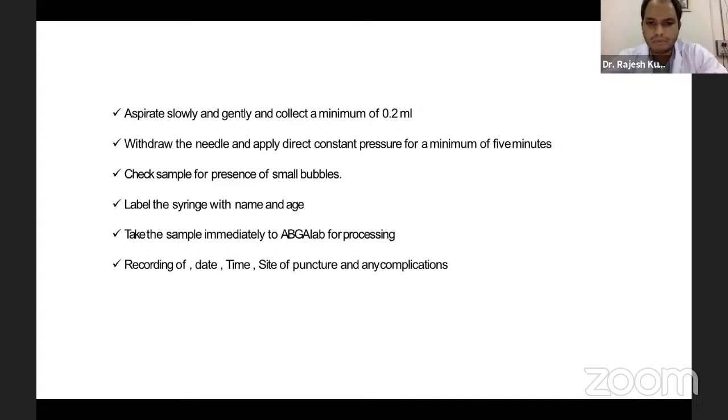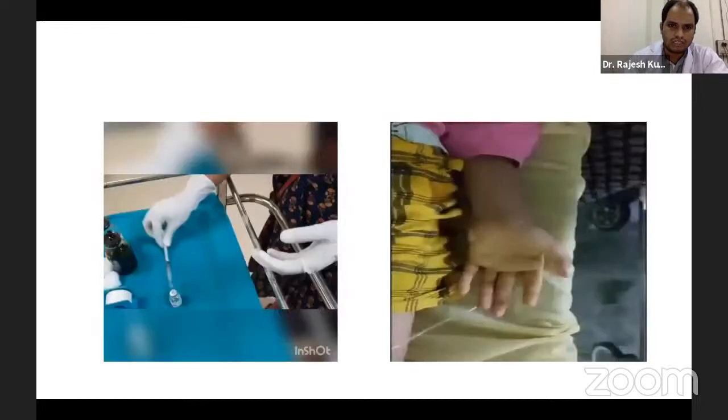Take the sample immediately to the ABG lab for processing. So keep in mind, immediately you have to process it, or if you don't have the facility, you can freeze it in ice cold for 15 minutes at maximum. If you increase the time, you all know that RBCs will consume oxygen and produce carbon dioxide, so your ABG will not correlate much with your patient's condition. So recording of date, time, site of puncture, or any complications, you have to mention in your data sheet.